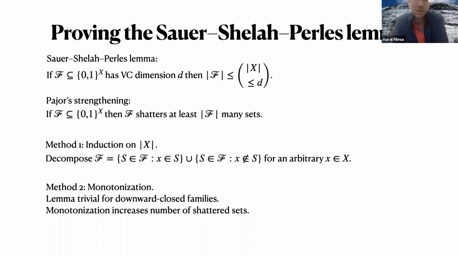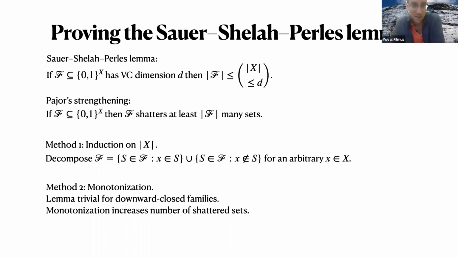If your family F is downward closed, then the SSP lemma, or rather its strengthening, is obvious, because your family shatters exactly the sets in the family. Then you do some sort of down-shifting, and you show that this only increases the number of sets which are shattered. This is also a nice exercise.